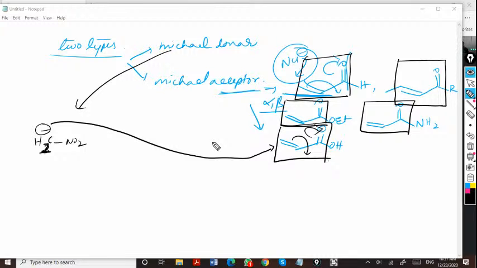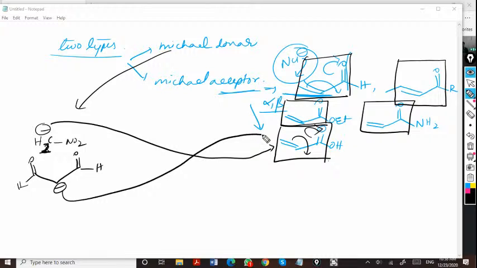So active methylene groups, which are acidic, can also attack and can also act as a donor. So what are the active methylene groups? Active methylene groups are the methylene which is attached to two strong withdrawing groups.